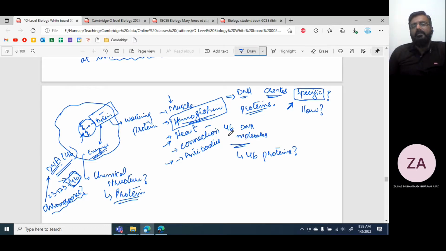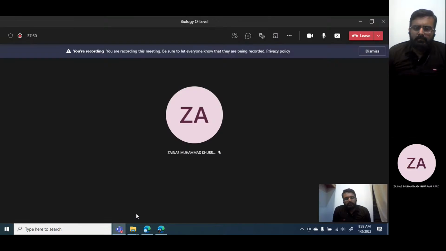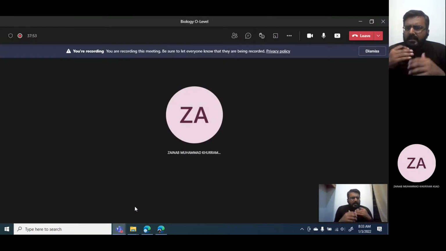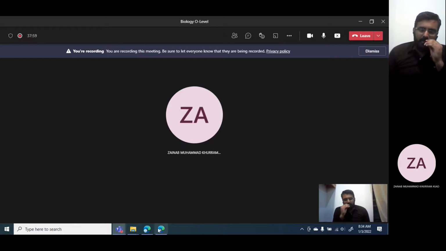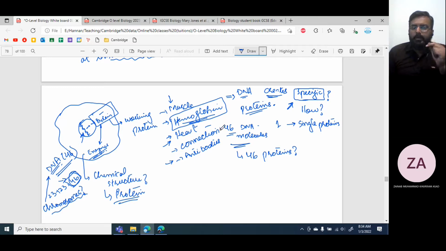I was making the point that if we have 46 DNA molecules, and a single molecule is specified for a single protein, for example, DNA number 1 is dedicated for a single protein, then it means that 46 DNA molecules are dedicated for 46 proteins. Then it is not an understandable point. We have thousands of characters, but how come only 46 DNA molecules, thousands of proteins?